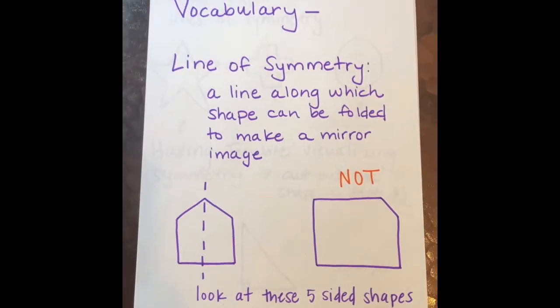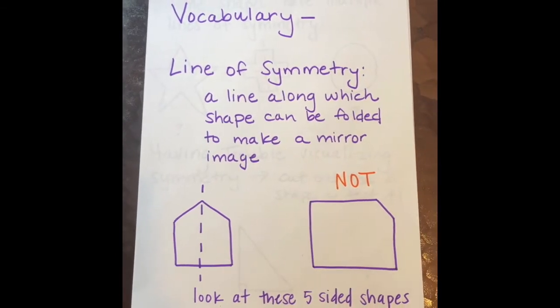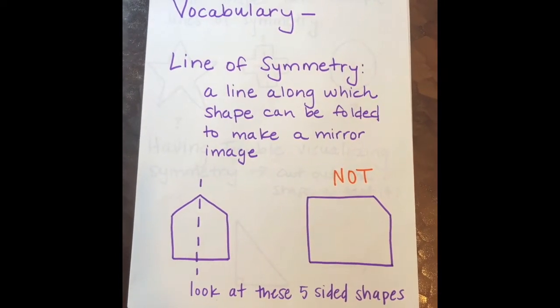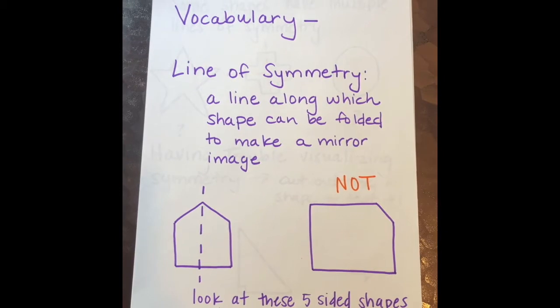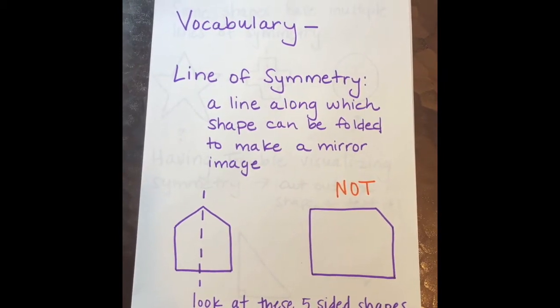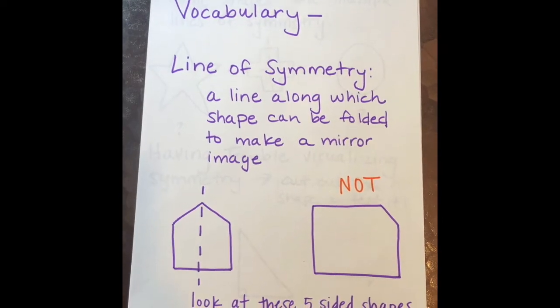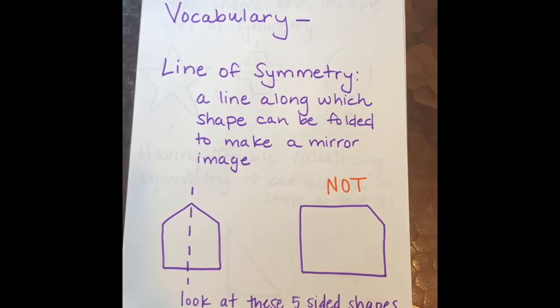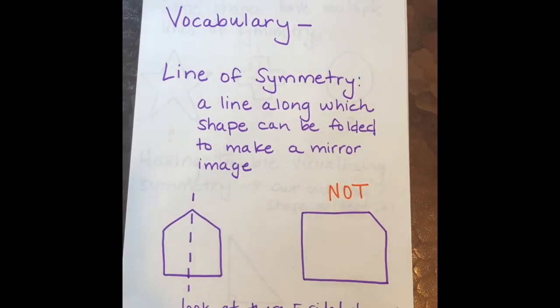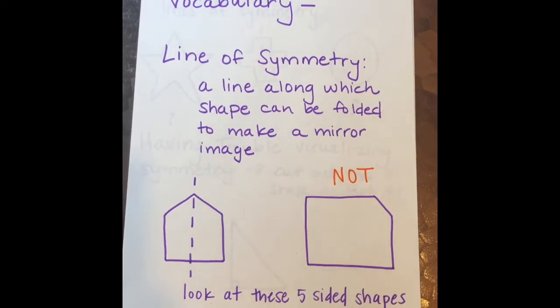Some important vocabulary for you to know as you move into this section. A line of symmetry is a line along which a shape can be folded to make a mirror image. So when it's folded, it will identically match the opposite side.